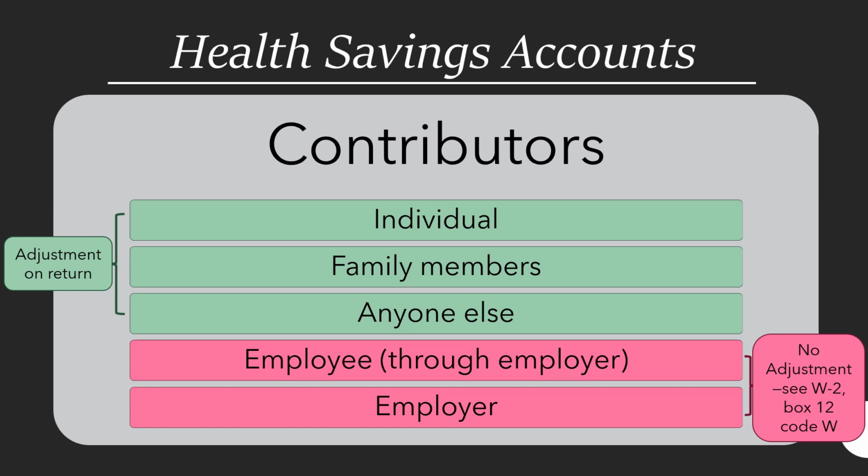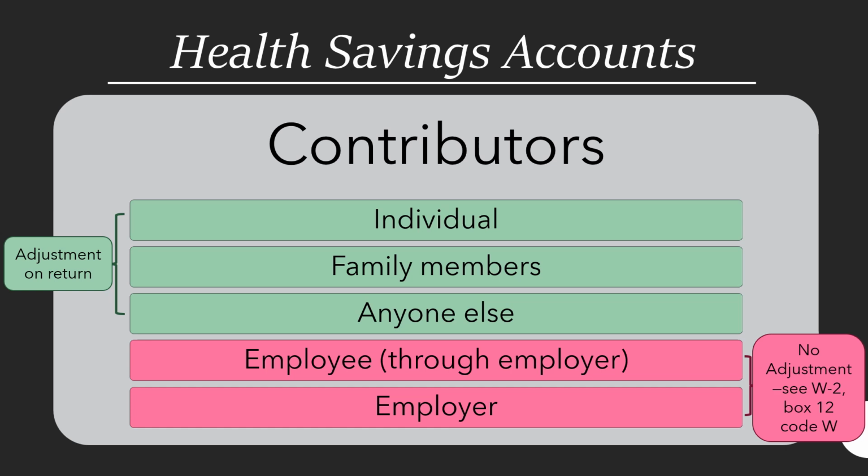And there are many different ways that money can get contributed to these accounts. Some of them will result in an adjustment and some of them will not. So an individual may make a contribution on their own. They could receive contributions from family members or really anyone else. And those types of contributions would end up as an adjustment on the return.